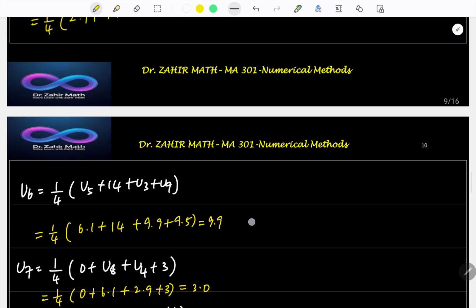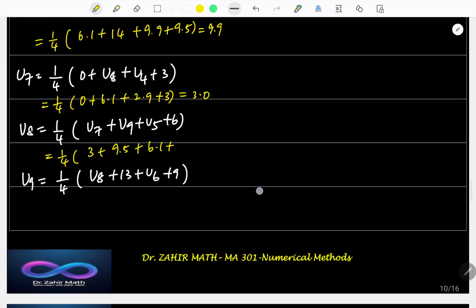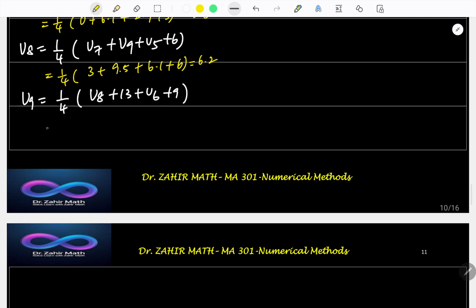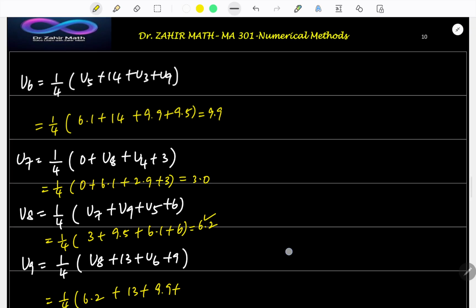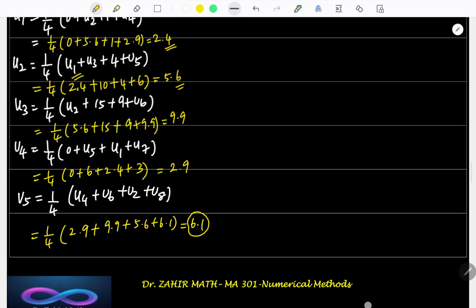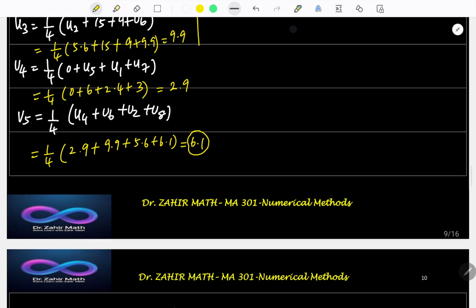Because you see here, this value, before in the initial stage it was 6, now it's 6.1. So this 6.1 you are going to put it, plus 16 or 6, I think 6 is equal to 6.2. u9 is equal to 1 by 4 bracket open, 6.2, this value, plus 13 plus u6, I think 9.9, u6 is 9.9, yes, correct. And then if you close this one, u9 is equal to what? 9.5. So all these values you got it. This is your first iteration, right? Let me put a line and then I go for the second iteration.